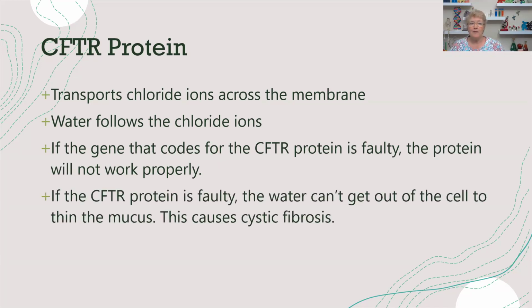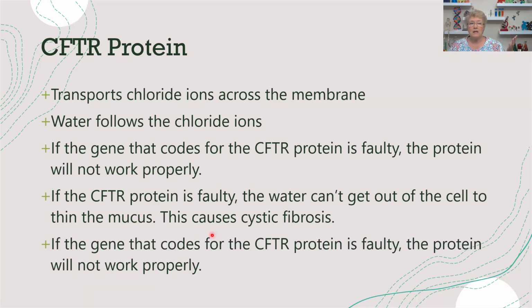So if the gene that codes for this protein is faulty, then the protein won't work properly. If the protein doesn't work properly, water can't get out of the cell to thin the mucus, and that causes cystic fibrosis. And if the gene is faulty, the protein will not work properly. So that's just one example of the importance of passive transport to allow the water to go in and out.